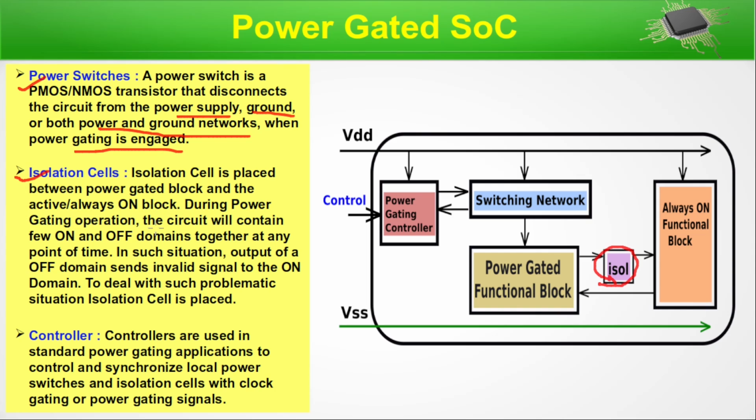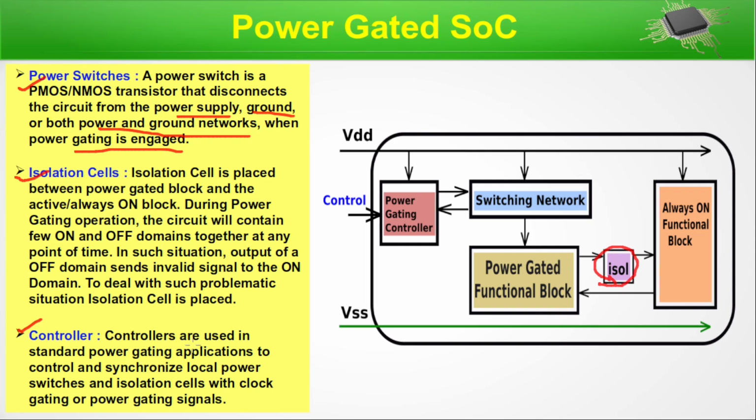Isolation cell is placed between the power gated block and the active or always on block. During power gating operation, the circuit will contain a few on and off domains together at any point of time. In such a situation, the output of an off domain sends an invalid signal to the on domain. To deal with such a problematic situation, the isolation cell is placed. That is actually a kind of barrier between the power gated block and always on block, so that no ambiguous data is sent from this block to that.